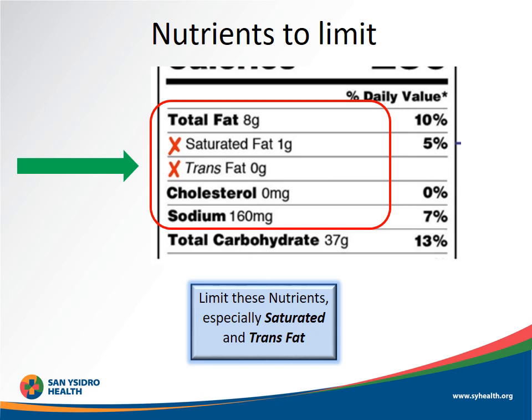Too much of these nutrients can lead to inflammation in your body. Inflammation in your body, simply put, means irritation. Too much inflammation in your body is shown to cause chronic disease such as diabetes, heart disease, and cancer.